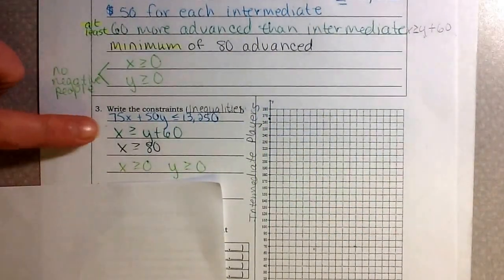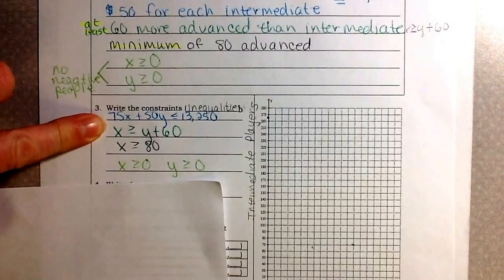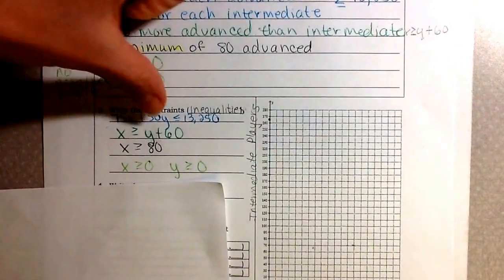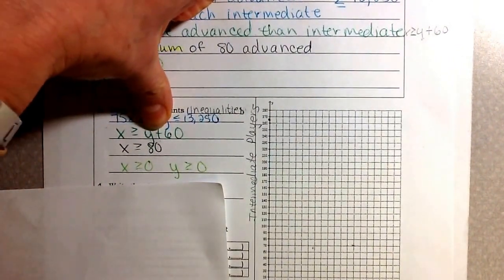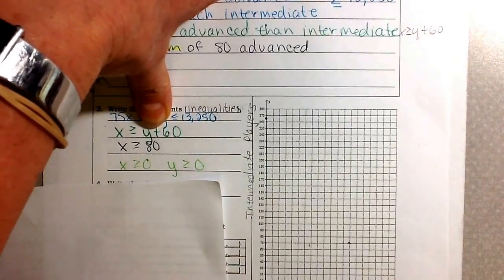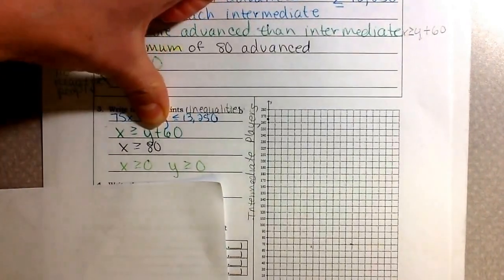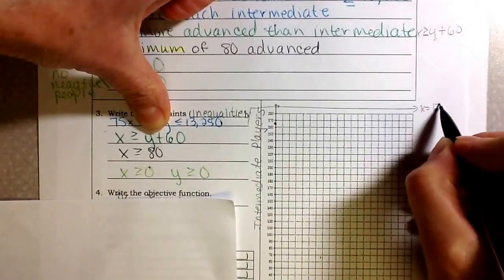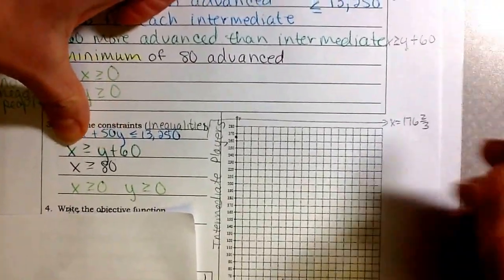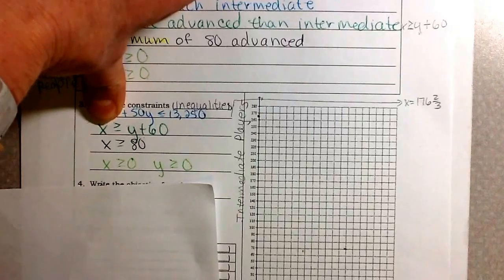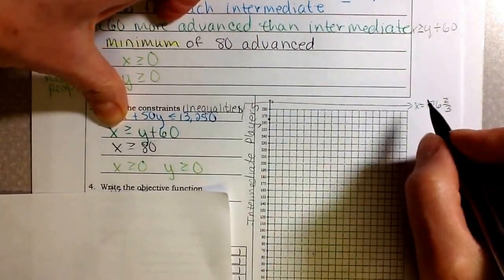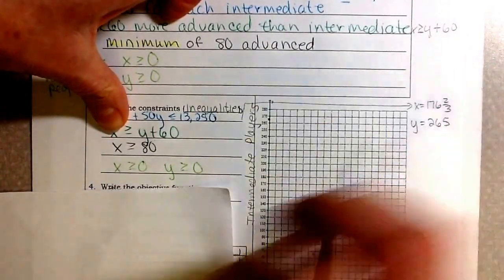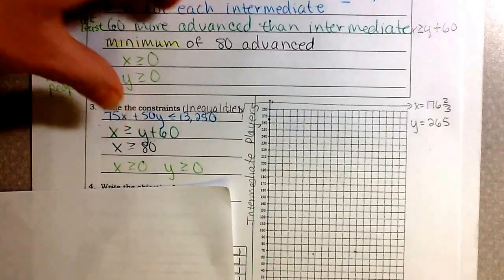Okay, now we need to graph this line. So if I do x and y intercepts, if I cover up the y, then my x-intercept is going to be at 176 2/3. So over here, I'm just going to go x equals 176 2/3. And I cover up my x to find my y, it's going to be y equals 265. All right, so now we need to graph that line.